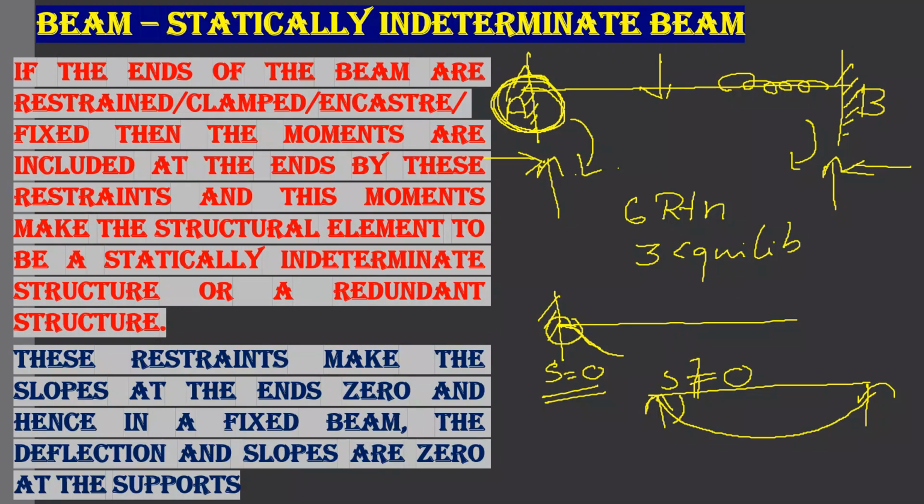So the slopes at the ends become 0, and hence in a fixed beam, the deflection and slopes are 0 at the support. So when you consider a fixed beam, your slope is equal to 0, and your deflection will also be equal to 0 at the support.